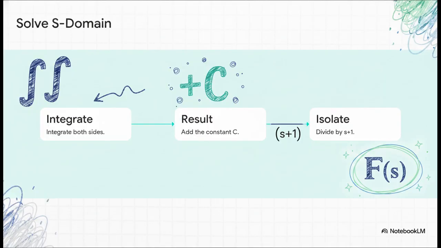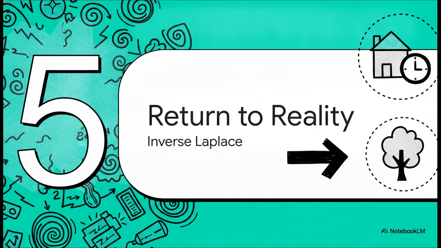From there, we just integrate both sides. The left side simply drops the derivative, giving us a straightforward integration on the right. Of course, we have to remember to add our constant of integration, c. That's vital. Finally, we divide by s plus 1 one last time, and boom, we have successfully isolated f of s. We've solved it in the s domain. But we aren't done yet.